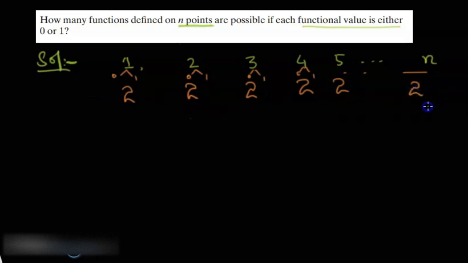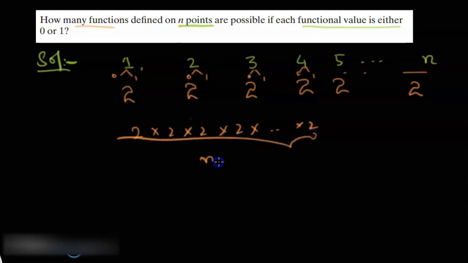So by using the generalized counting principle, to find how many functions can be defined, you just multiply these: 2 into 2 into 2 into 2 till 2, and these are n times, that means 2 to the n. So total 2 power n functions are possible.